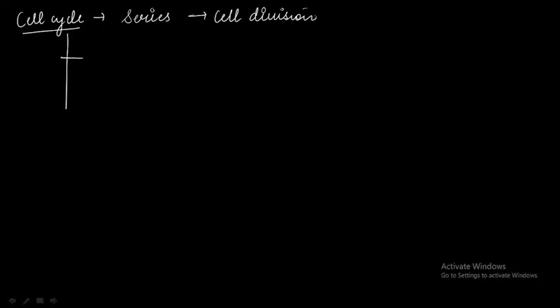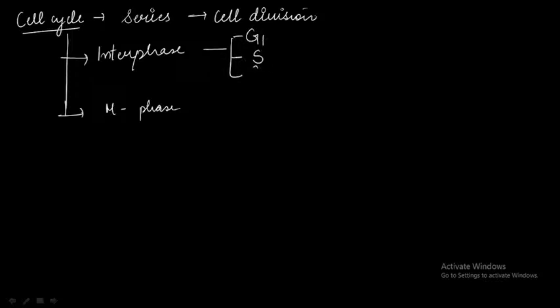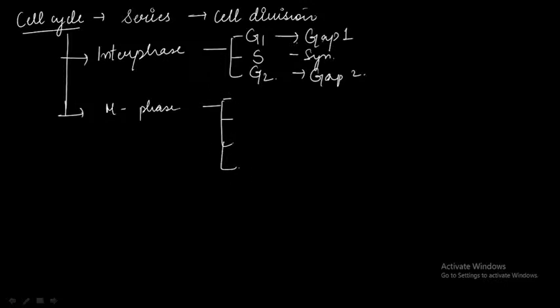So there are basically 2 main phases in the cell cycle. First one is the interphase and the second one is the M phase, which is also given the name of mitotic phase. In the interphase, we have G1, S and G2. G1 is the gap 1 phase. Then we have the synthesis phase, and the second one is the gap 2 phase, right? Then in the mitotic phase or the M phase, we have 4 main processes.